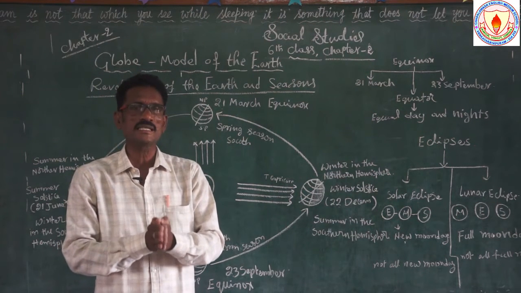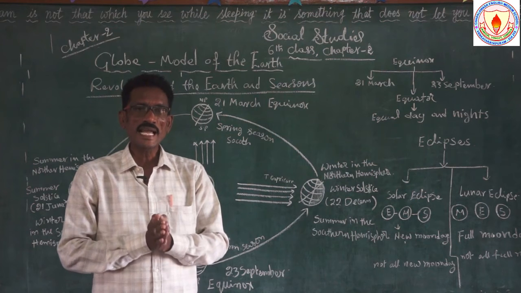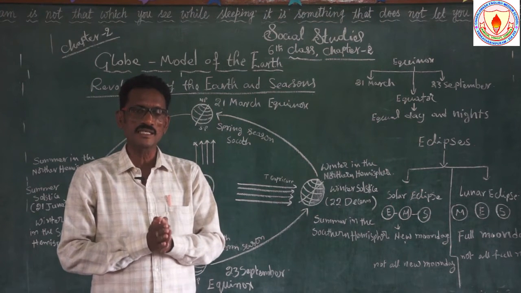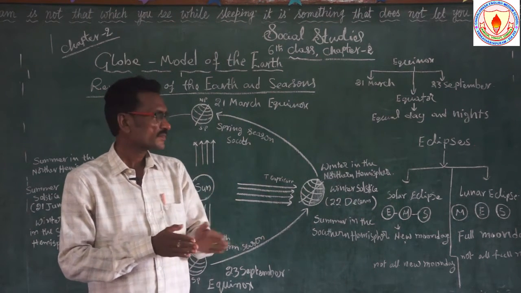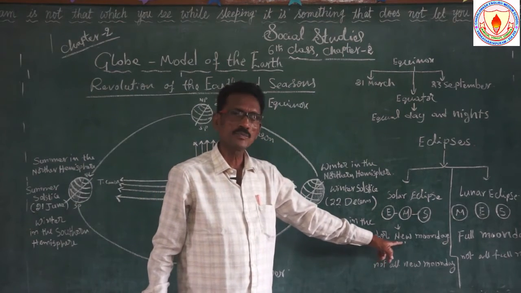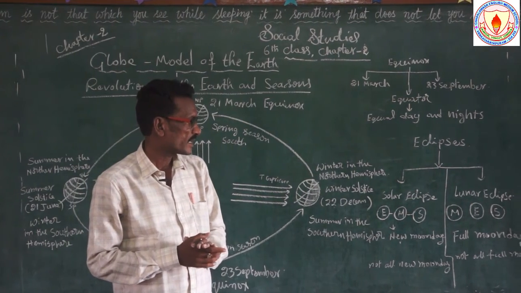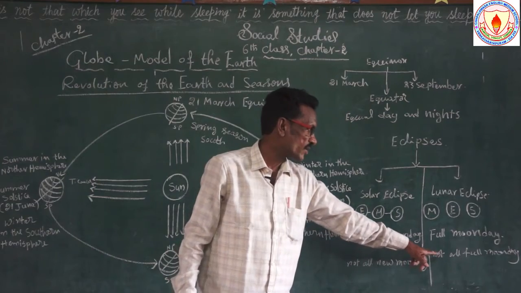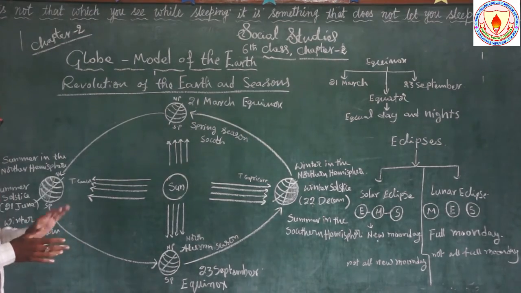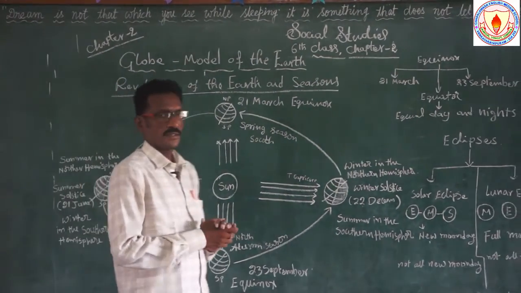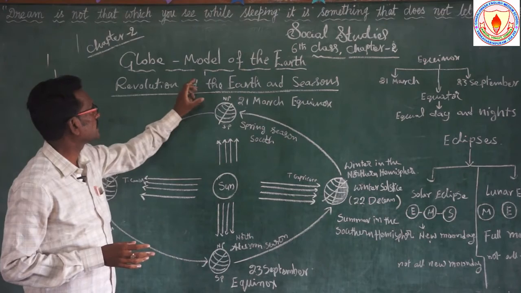So when the moon is in the middle of the earth and sun, that is called the solar eclipse. When the earth comes between the moon and sun, it is called the lunar eclipse. Here the solar eclipse occurs on a new moon day, but not on all new moon days, and the lunar eclipse occurs on a full moon day, but not on all full moon days. Okay. See, this is the importance of the revolution of the earth and seasons.